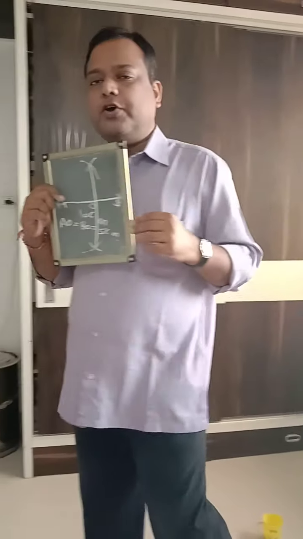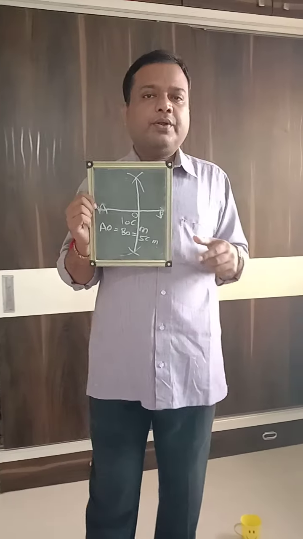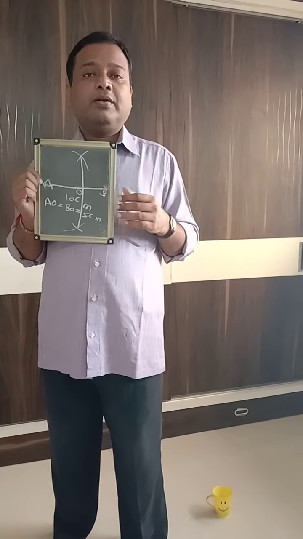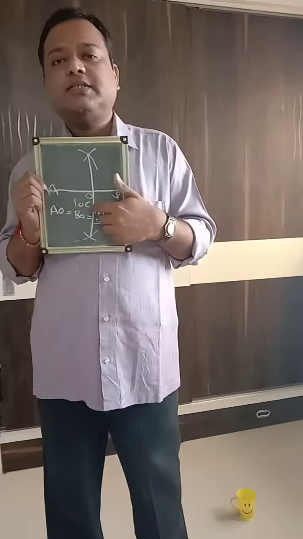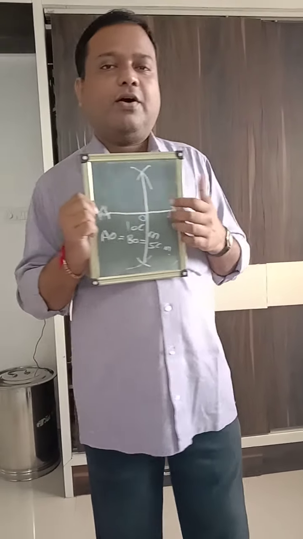Have you understood, all of you? Have you understood, my students? This is called a line bisect. Okay, what is it called? Line bisect.